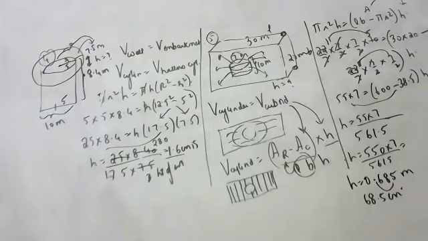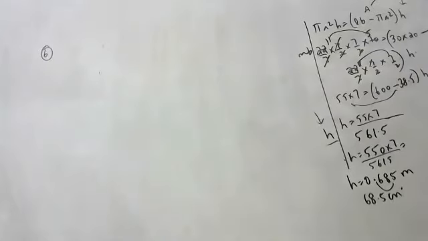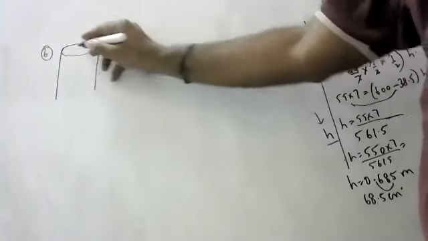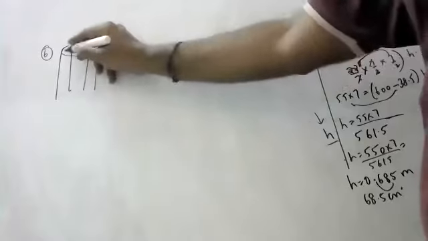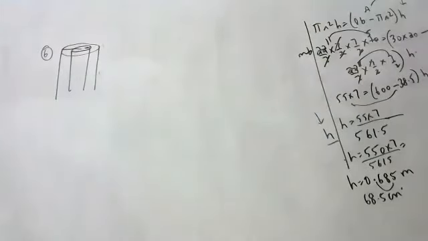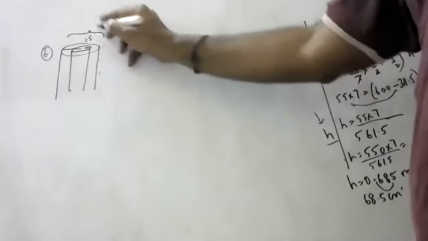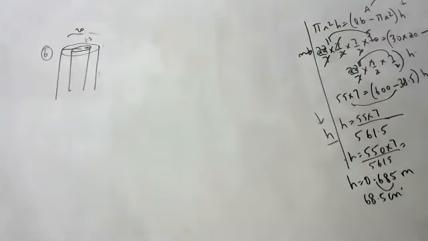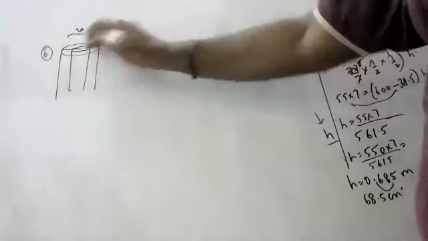Okay, children, very nice question, children. Try to understand. Okay, so next question. Sixth question, children. Please try to keep copying, don't waste time. The inner and outer radius of a hollow cylinder are 15 and 20 centimeters.